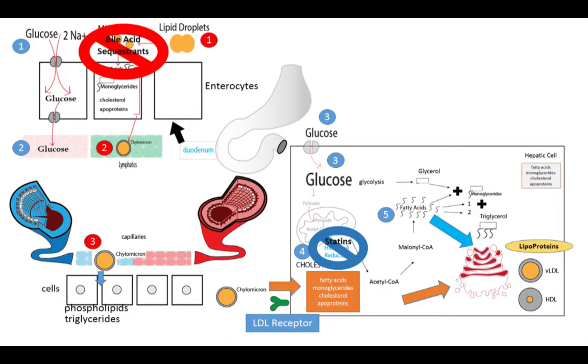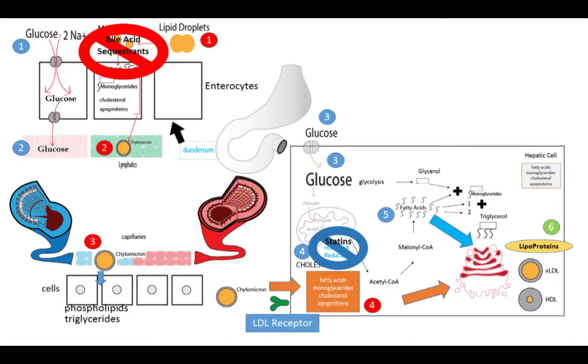Glycerol with fatty acid makes monoglyceride, and if you add more fatty acids, it makes triglycerides. Now, we're going to return to where the chylomicron is brought into the liver through the LDL receptors. So we have fatty acids, monoglycerides, cholesterol, apoproteins. That, along with the monoglyceride, goes into the Golgi apparatus, and that's where the lipoproteins are made. Okay? The liver only makes HDL and VLDL lipoproteins.